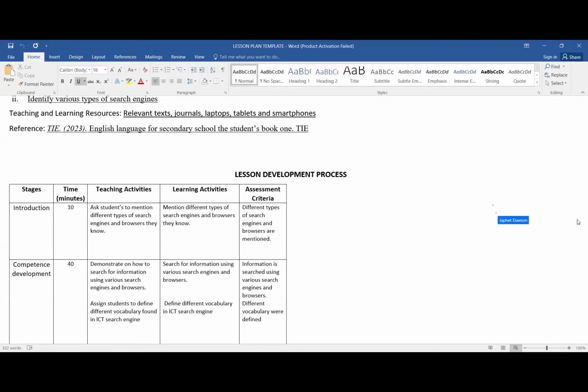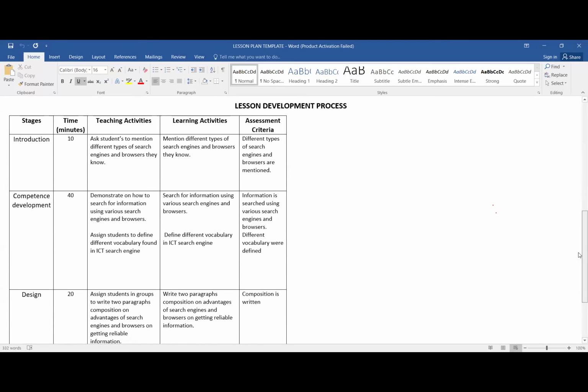And if we say maybe assign students to define different vocabulary, in learning activities you say define different vocabulary. That is what the students are supposed to do. In the assessment tools, you have to say that different vocabulary were defined. So that is how you can develop in the competence. And what we have suggested here in teaching activities, don't go through only one teaching activity. You have to consider how many teaching activities you are going to develop according to the time that you have been given in your lesson.